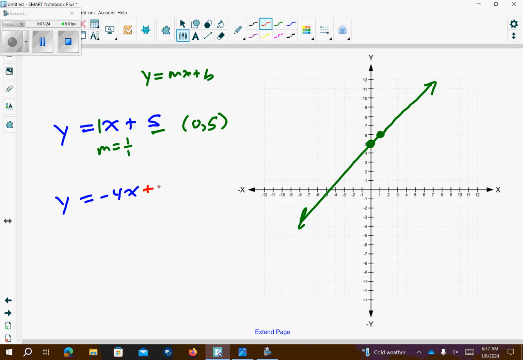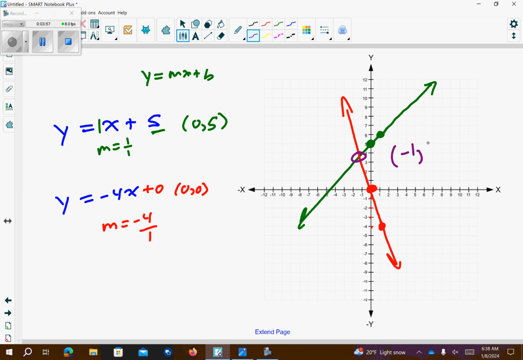This one, we're missing a value, so it's plus 0. So that means that 0 comma 0 is our y-intercept. So that's at the origin. And then I have a slope of negative 4 over 1. Make it a fraction. So I'm going to go down 4, right 1. And then I'm going to connect and realize that our lines cross each other. So that maybe appears to be where they cross at. Maybe negative 1 comma 3, maybe.